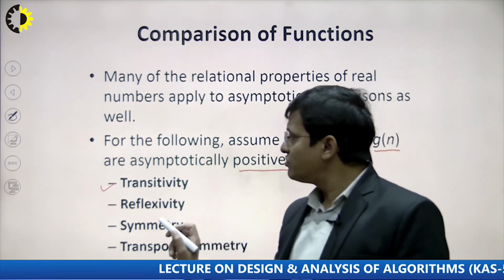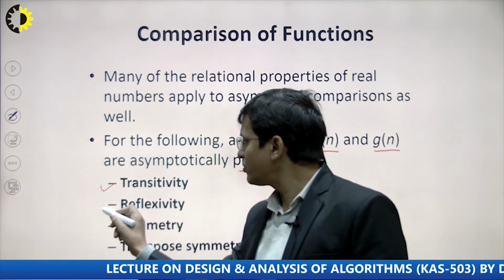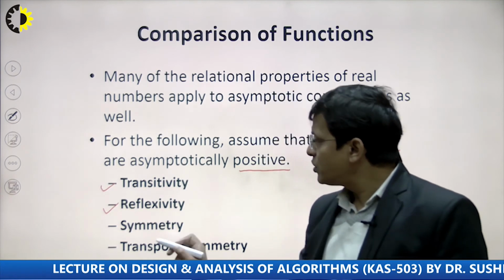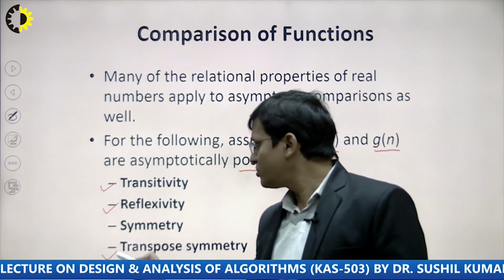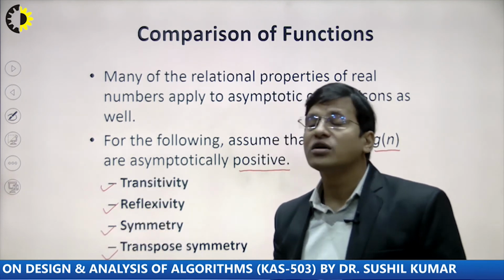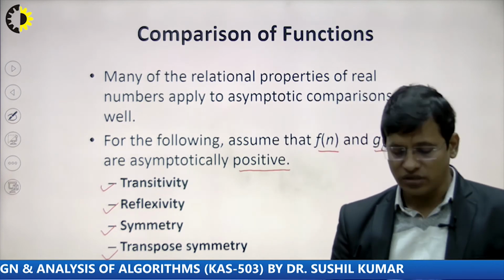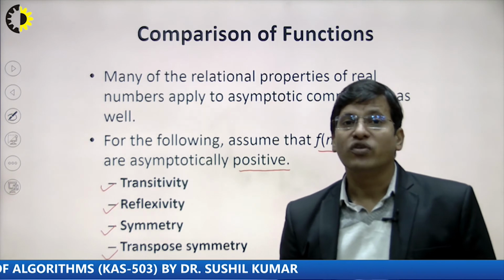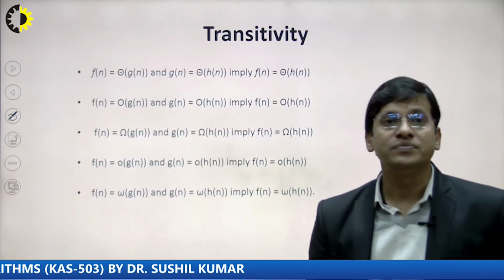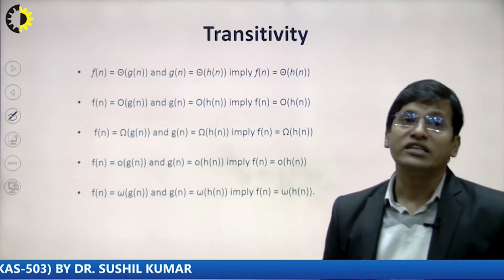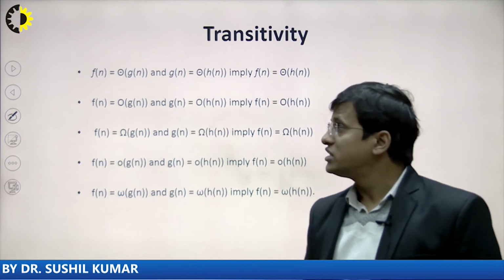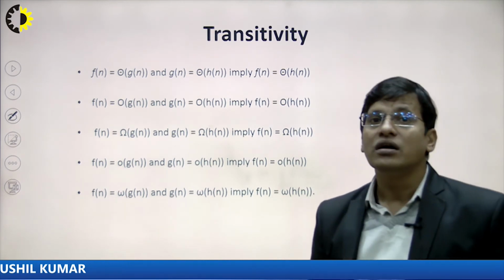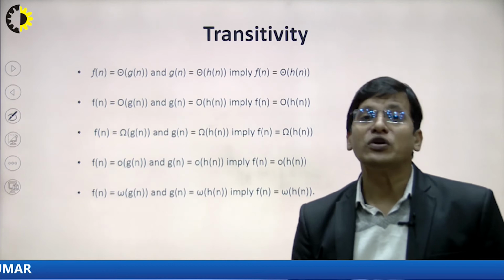So here are the transitivity property, reflexivity property, symmetric property and transpose symmetric property. These are the four properties, and we can see here how each property works for these notations. Now we see the transitivity property. The transitivity property applies to each and every notation.